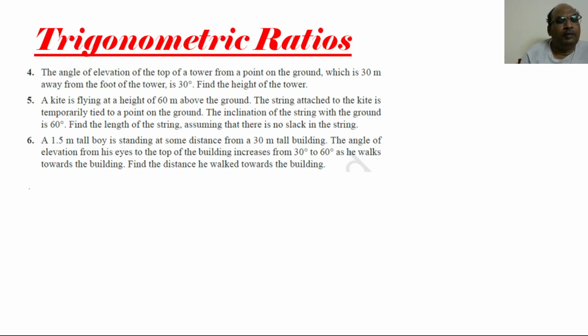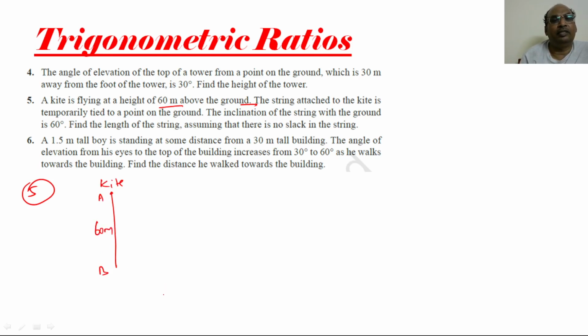Now question number 5. A kite is flying at a height of 60 meter above the ground. The string attached to the kite. So suppose the kite is here at point A, and this is B. So 60 meter above the ground.